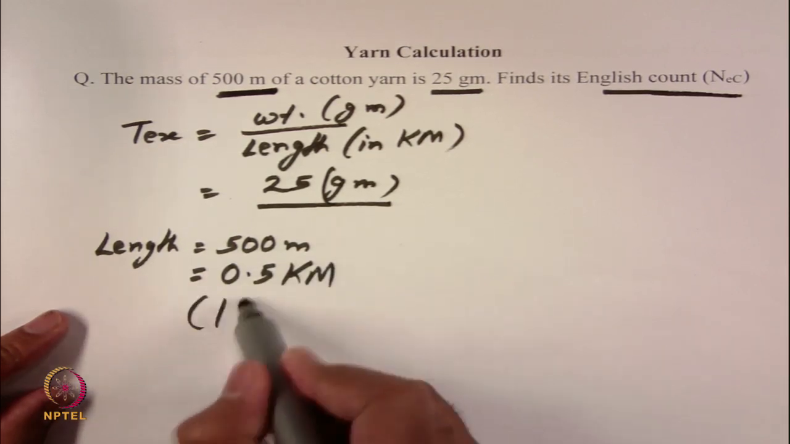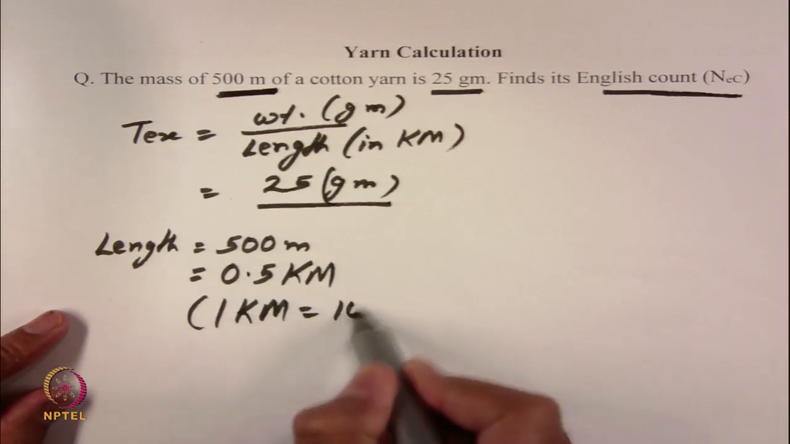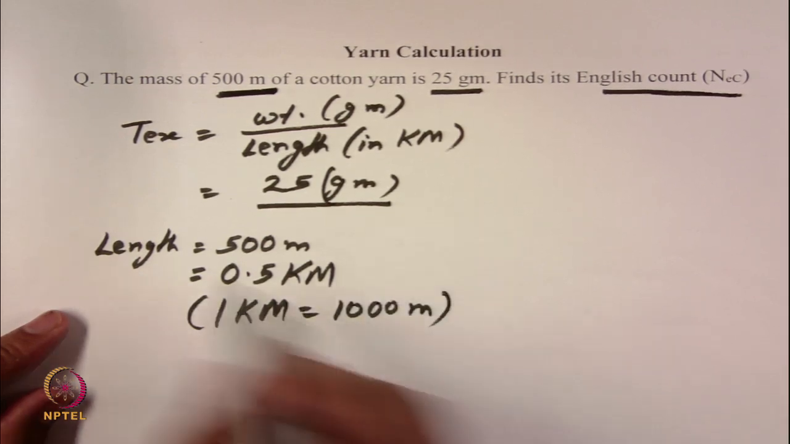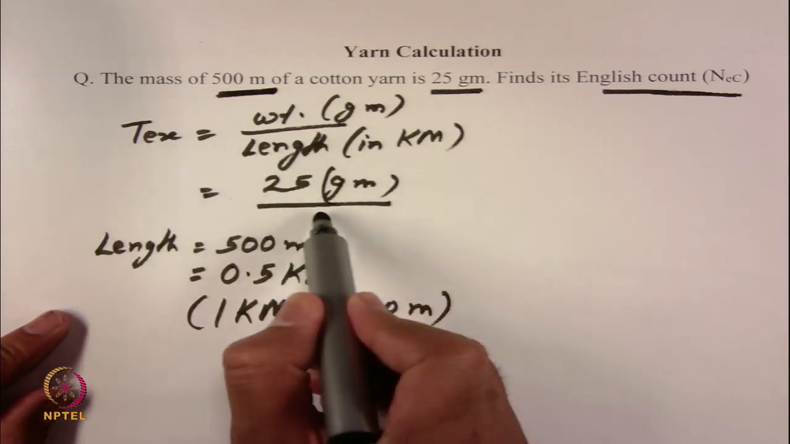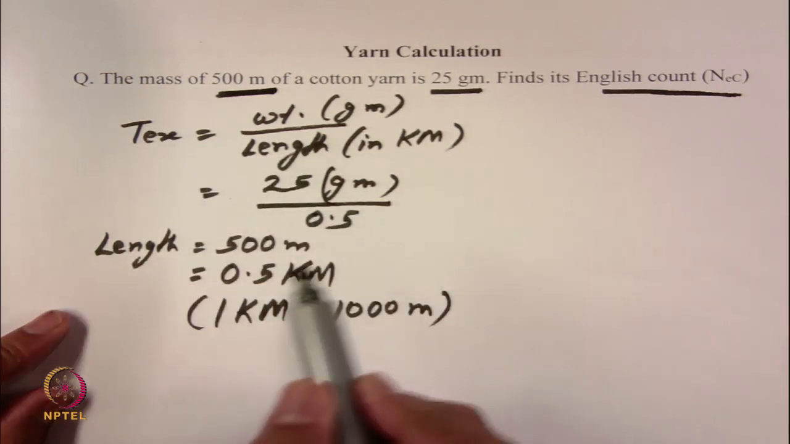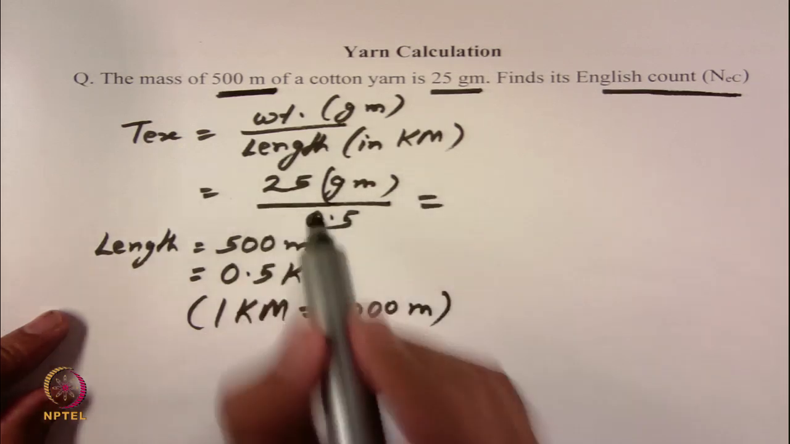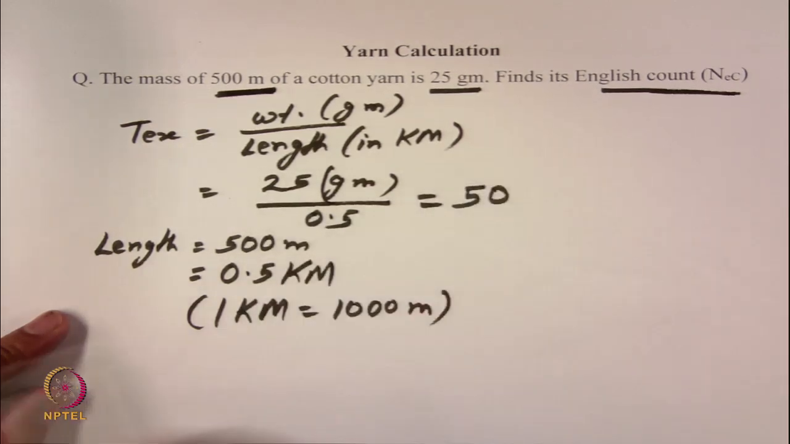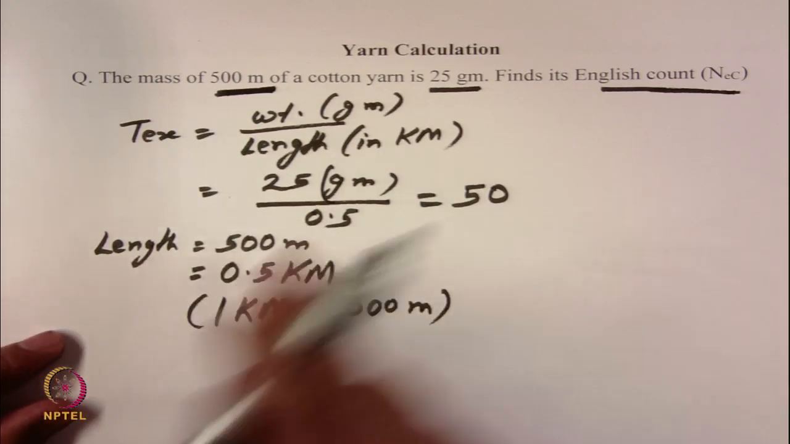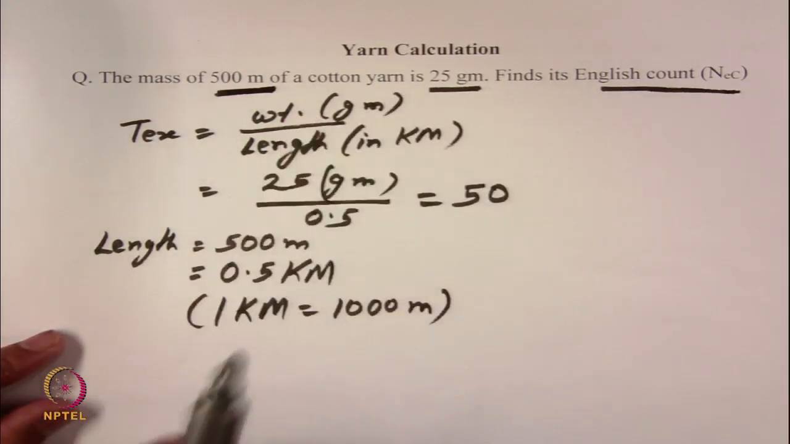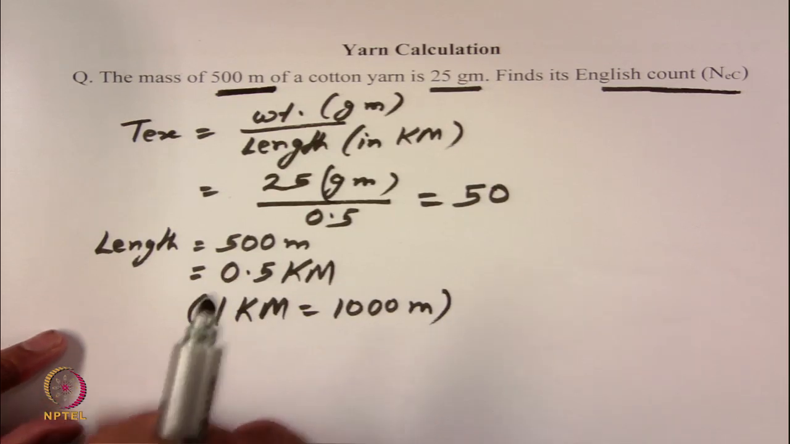If you know 1 kilometer is equal to 1000 meter, you can simply convert this. So, in length you can put here 0.5. So, the tex value will be 50. So, tex is equal to 50, where length is 0.5 kilometer. You simply take the ratio of these two quantities and you will get the tex.